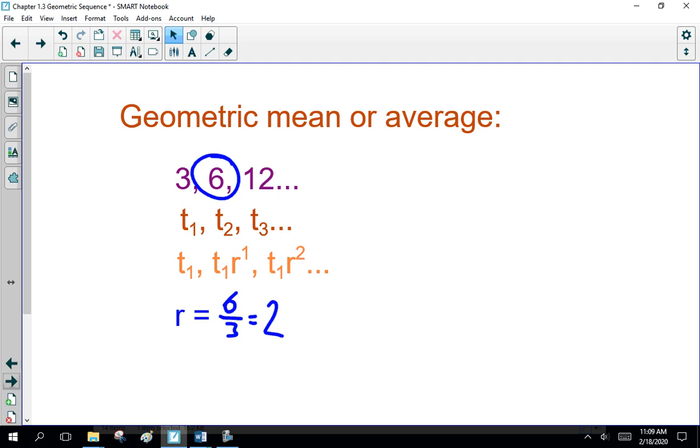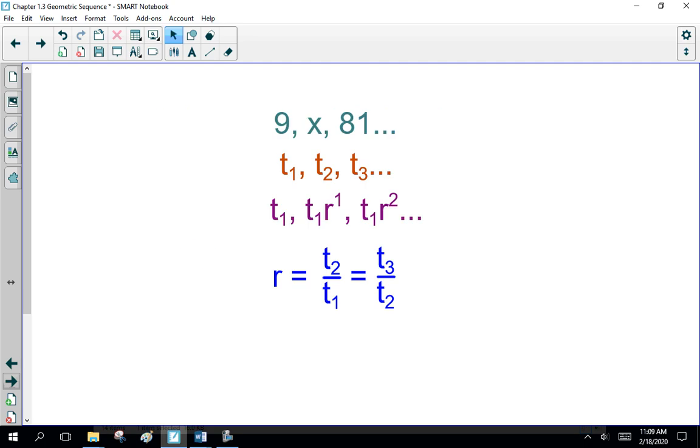So this is a nice simple one. If I give you this one, 9, x, 81, what's the missing term? How do you know? Seven times 3 is 81. Okay, now you can do this one in your head. The math isn't bad. Now, I want to show you the quick way for one term missing.